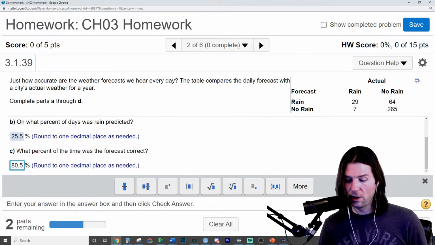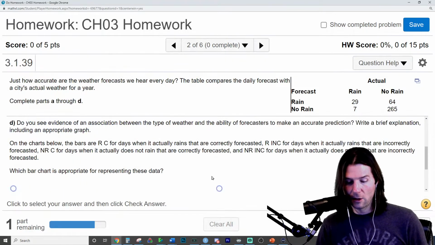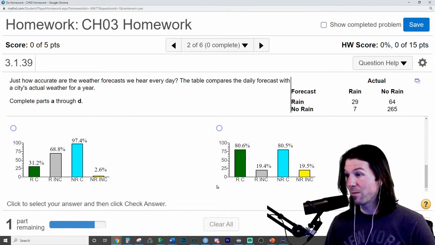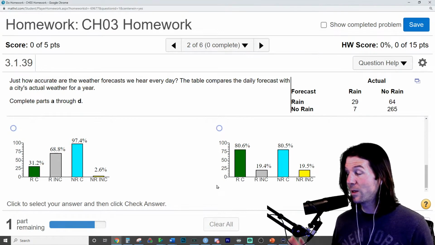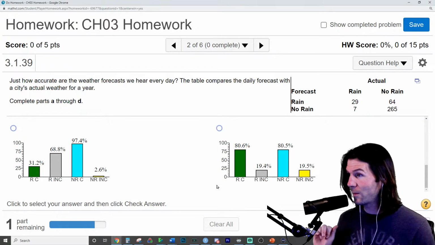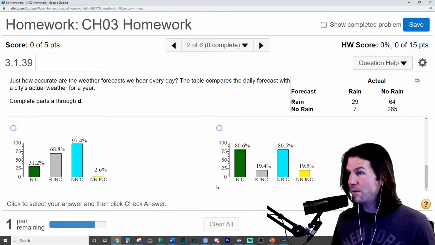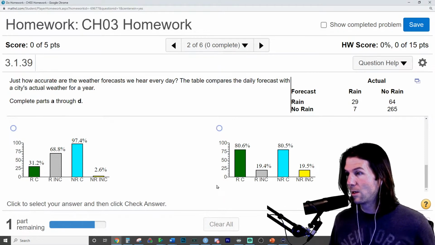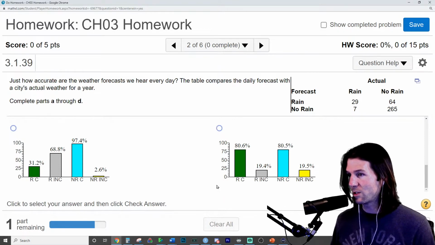Now here's the big question: which graphic do we use? So I'm going to ask you a mathematical question. You ready? I'm going to give you a conditional distribution. I want you to put the mathematics in the chat. Of the days it rained, what percent of the time was the forecast correct?